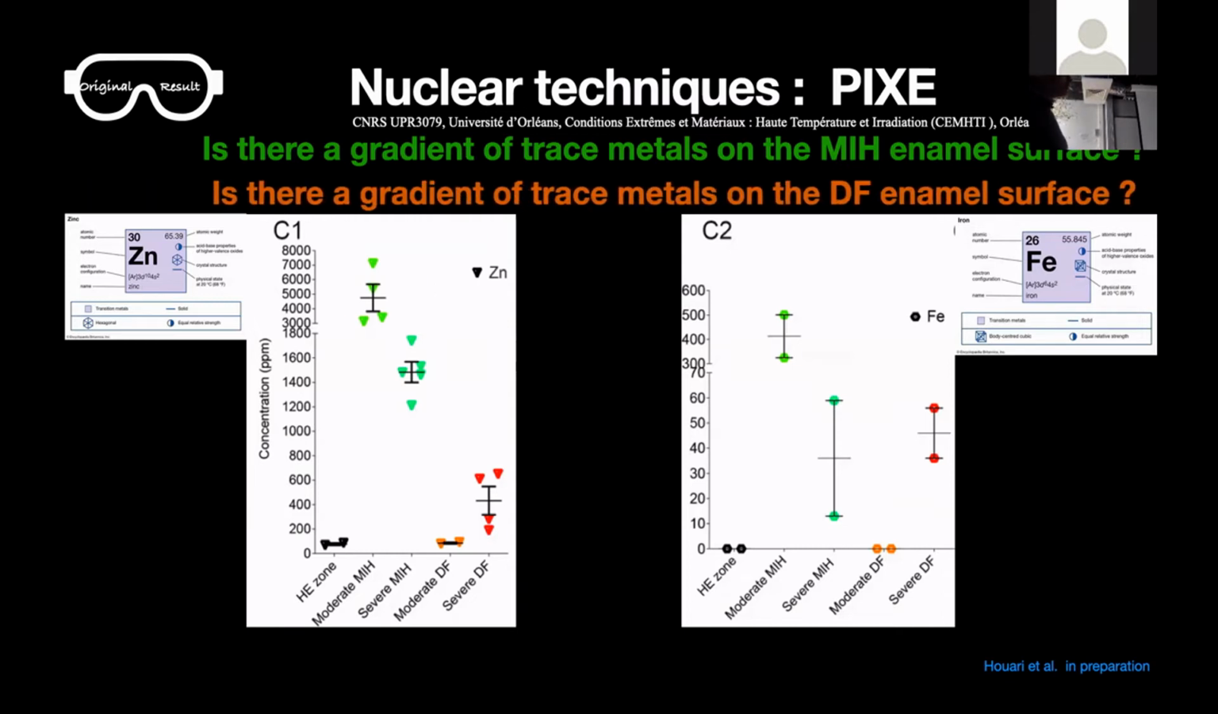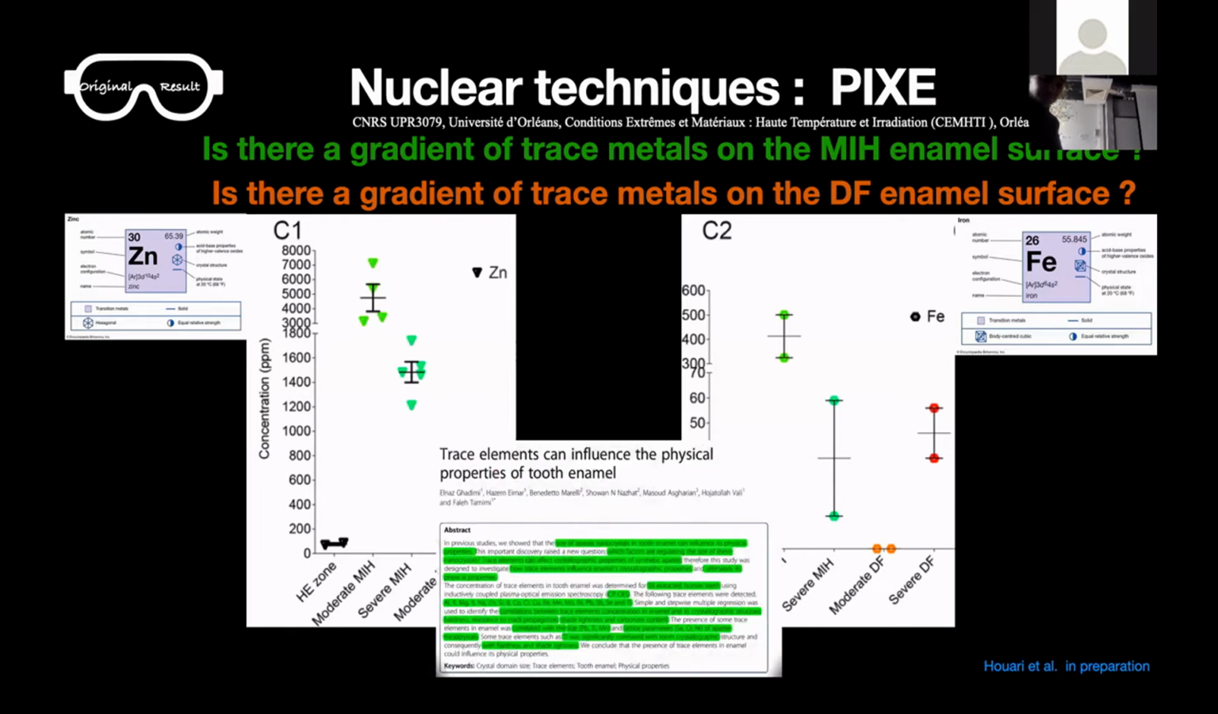And what about the dental fluorosis? The distribution is different, but we have also in this pathology an increase of zinc, but not at the same level as in MIH. And concerning iron, we have an increase of iron, but specifically in severe form of dental fluorosis, not in the white spot of dental fluorosis. And the literature mentioned clearly that these trace elements can really influence the physical properties of tooth enamel.